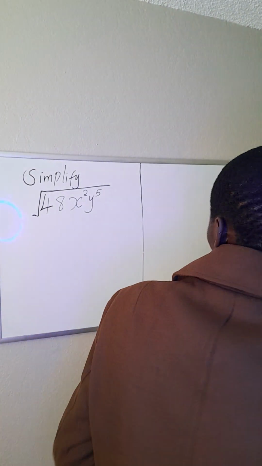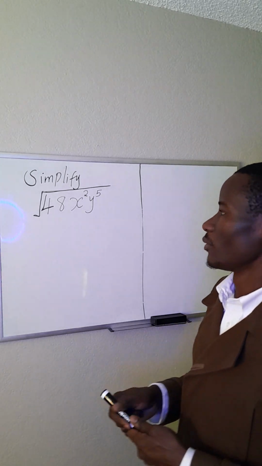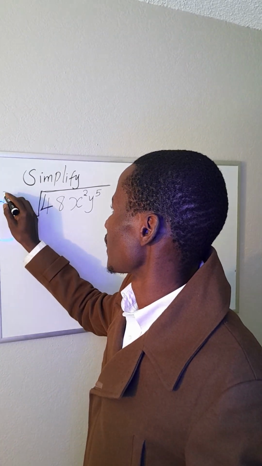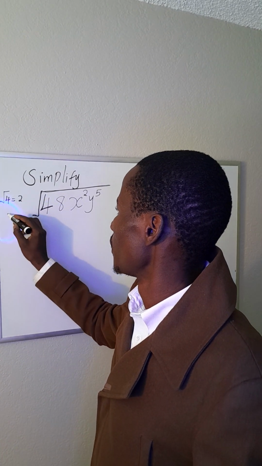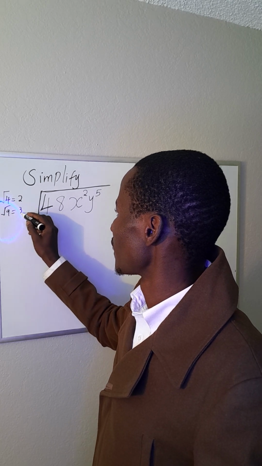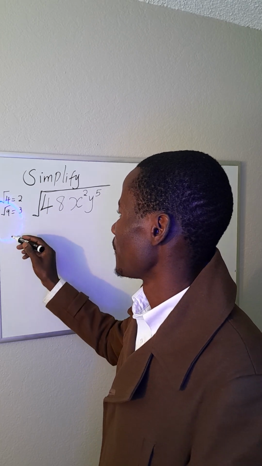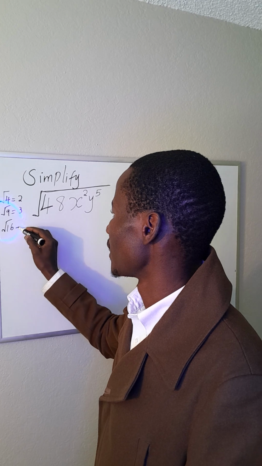I want us to try and simplify this. Normally we know of perfect squares, such as, let's say, the square root of 4, the answer is 2, the square root of 9, the answer is 3. These are perfect squares. Yeah? Let's say the square root of 16, the answer is what?